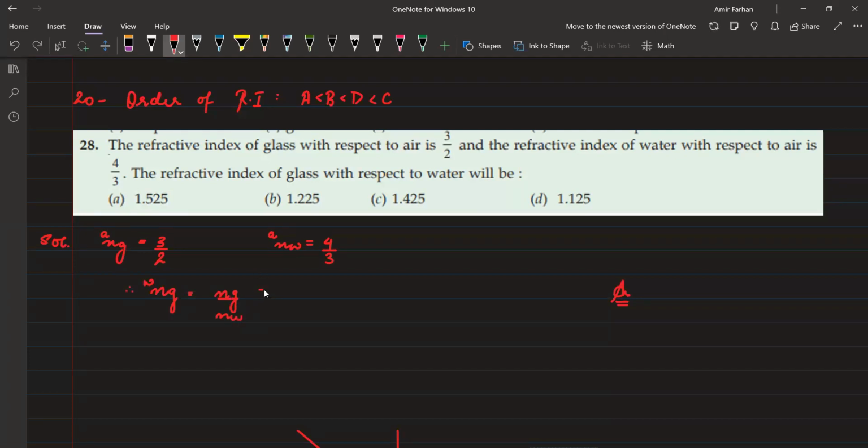Now look, the refractive index of glass is 3/2, divided by 4/3. Okay, so this is a double division. So this will go in the denominator and this will go in the numerator. Yes or no, Junaid? Yes. Okay, so this will be 3 into 3 divided by 4 into 2. So this comes out to be 9/8, which is 1.125. So D is the correct option.